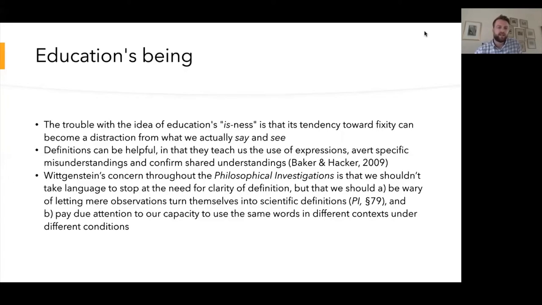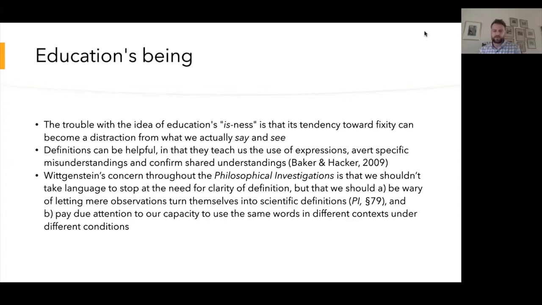Definitions can be helpful, and I don't want to completely deny this. But as Baker and Hacker say, they teach us the use of expressions oftentimes. They avert misunderstandings and confirm shared understandings. But they cannot be seen to apply always and everywhere. And I think we can get carried away with that sometimes if our attention isn't always also drawn towards the visual world in which these things can both find validation but also be challenged.